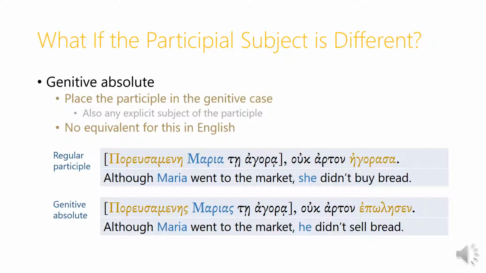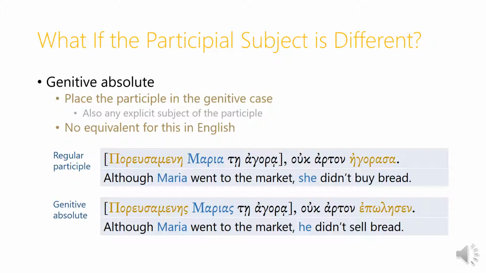Uk arton epolesen. Now the subject of epolesen is uncertain here. We're not sure actually whether it's a he or a she. We would have to infer that from the wider context. But what we do know is that it's not Maria who didn't do, not the buying, the selling. It's not Maria who didn't sell bread. Maria is the one who went into the market, but somebody else didn't sell the bread.